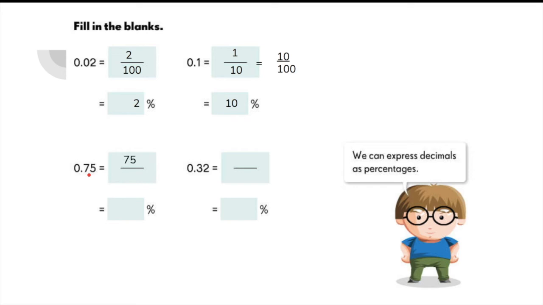0.75 is the same as 75 hundredths or 75%. And 0.32 is equivalent to 32 hundredths or 32%.